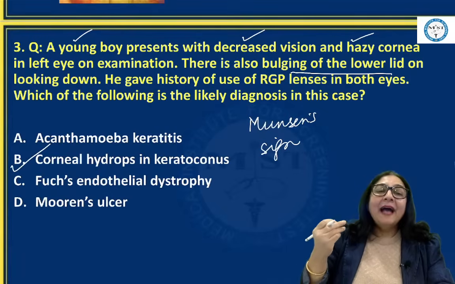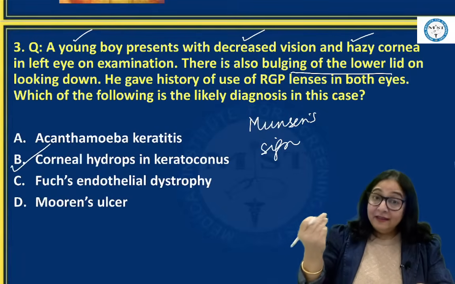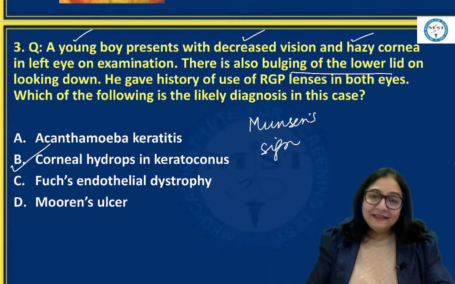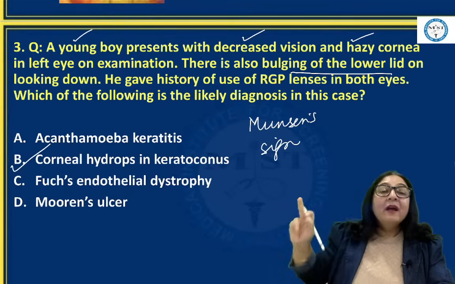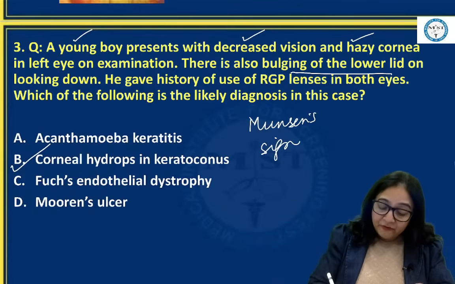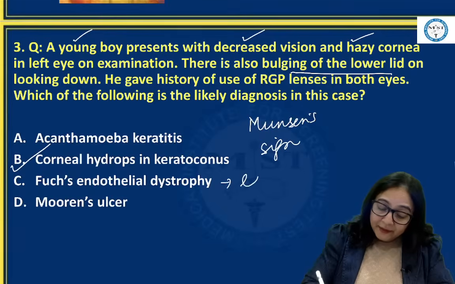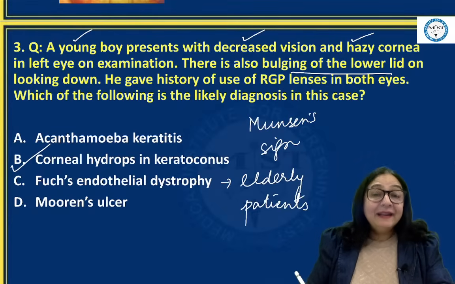All right, and there can be decreased vision and hazy cornea, of course, but then it's more common in soft contact lens users. Okay. Fuchs endothelial dystrophy. So it's a type of endothelial dystrophy which is more common in elderly patients. Fuchs endothelial dystrophy is common in elderly patients, mostly elderly females.